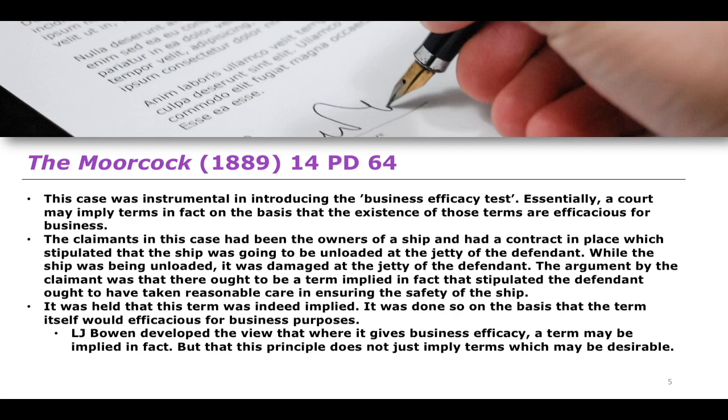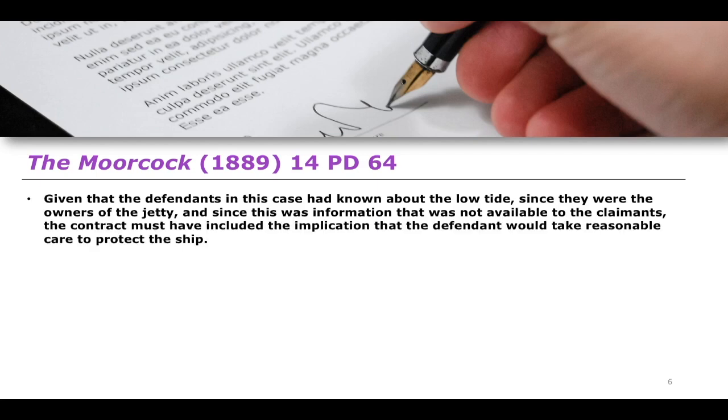So, Lord Justice Bowen developed the view that where it gives business efficacy, a term may be implied in fact, but that this principle does not just imply terms which may be desirable, which is, in my opinion, somewhat unfortunate, given the name of the test is business efficacy. It implies a certain amount of desirability when it's efficacious for something to take place. It implies that it is not something that is necessary, or a really significant requirement, but it does lean more towards the side of desirability. But of course, the title of the test does not necessarily speak to the nature of the test.